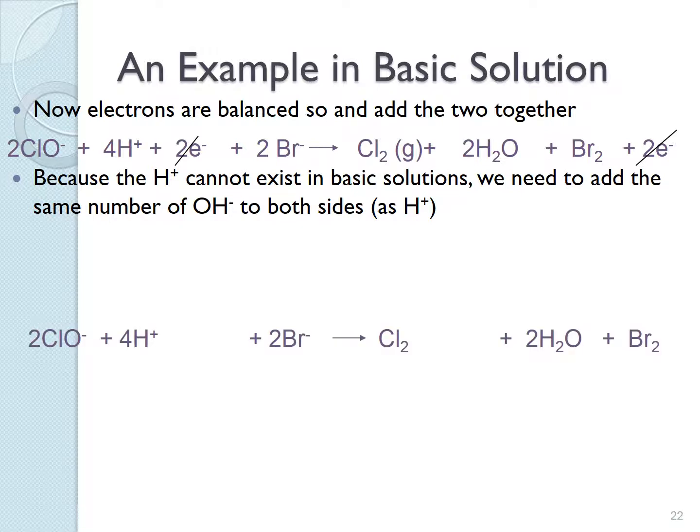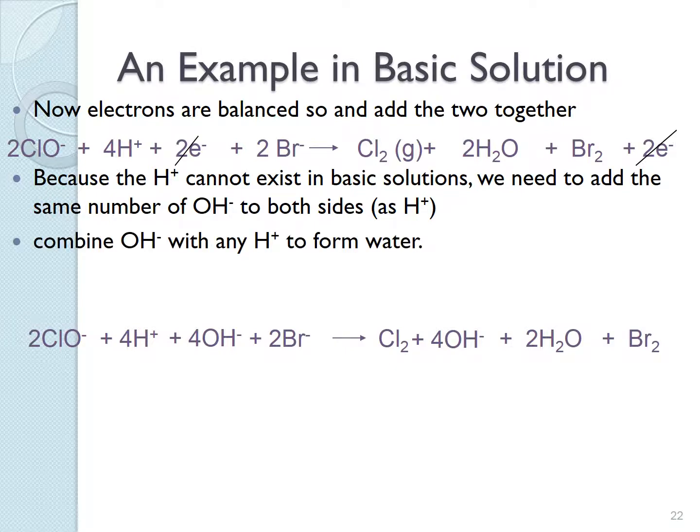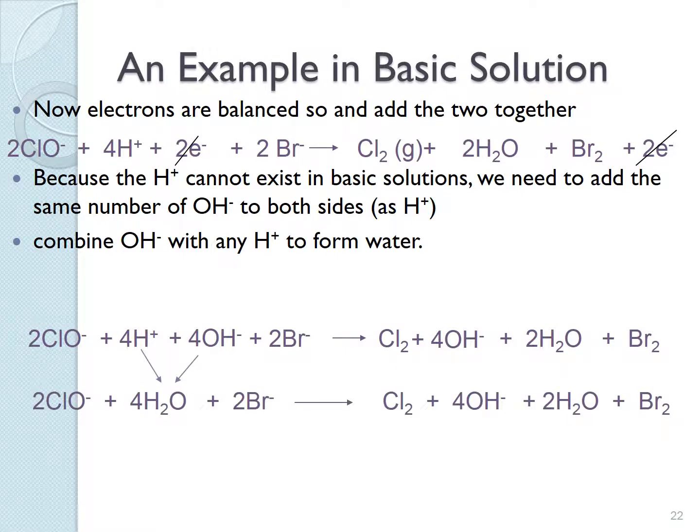So you can see here 4H plus on the left. So we're going to add 4 OH negative on the left. To keep it balanced, we're going to add 4 OH negative on the right. Now, on the left, the 4H plus and 4OH negative are not going to hang out. They're going to react. So they're going to form water. So 4H plus 4OH negative give us 4 water. So now we have this reaction.